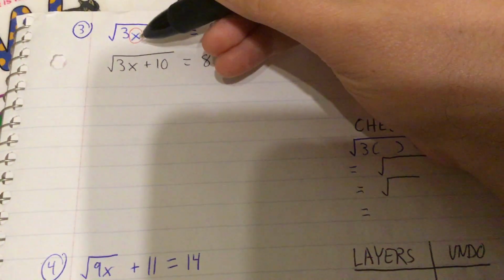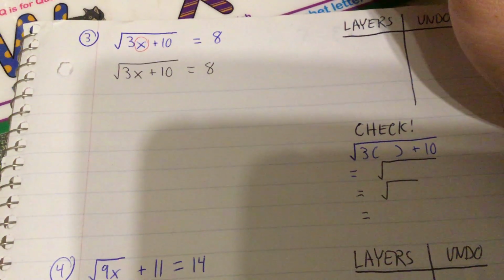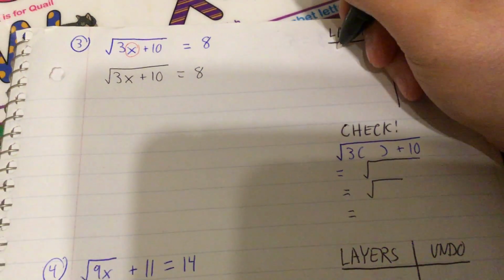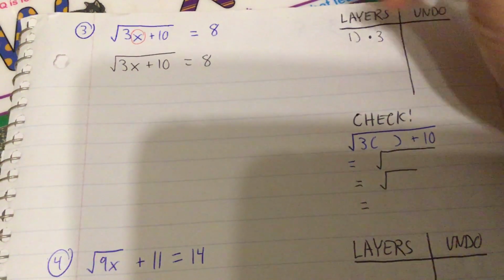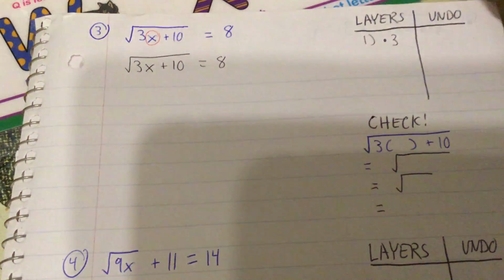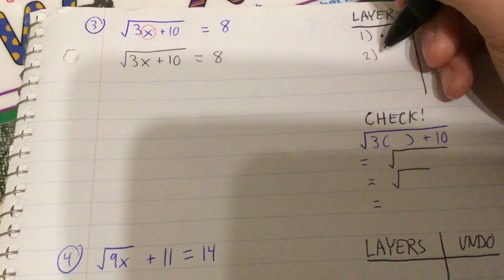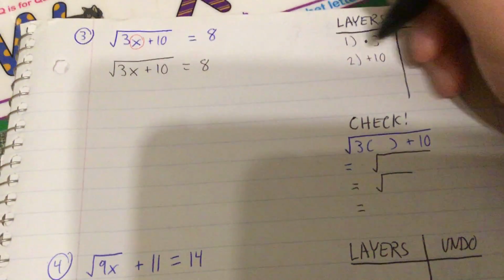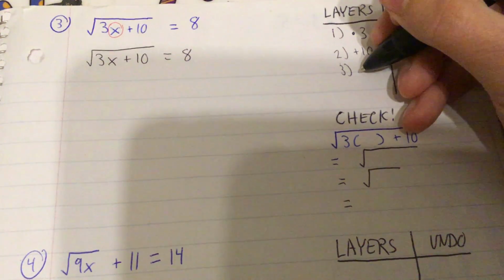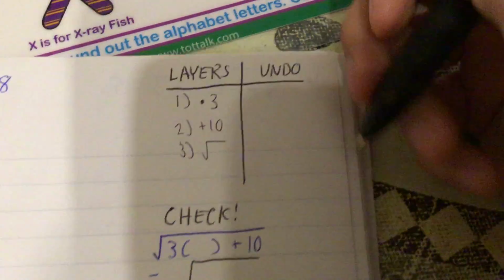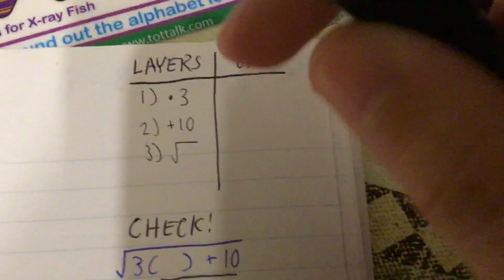So I'm going to look at the layers. I'm going to look at that target that I set up. What is the first thing bothering my x? The first thing bothering my x is times 3. What's the second thing bothering my x? Plus 10. And then there's a third layer, and that happens to be the square root. So I'm going to undo the layers of x. This time I've got 3 layers bothering my x, and I got to go in a specific order.